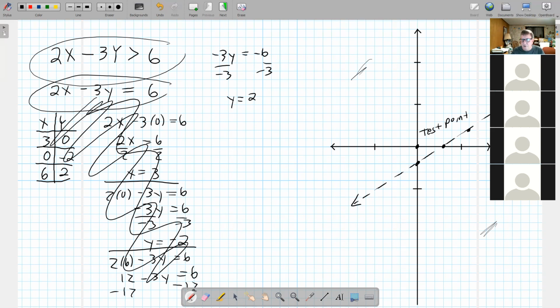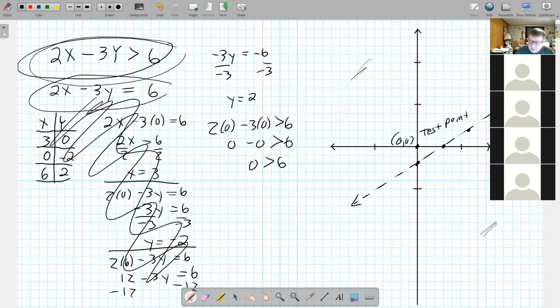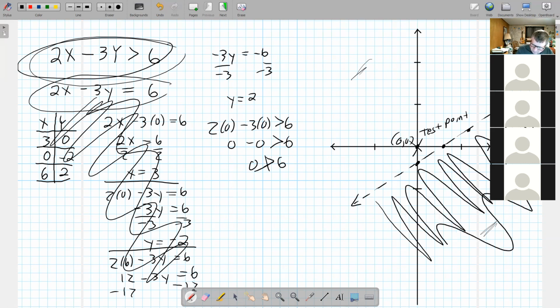So I'm going to test the point 0, 0. If it works, then my solution is above. If it doesn't work, then my solution is not above, meaning it is below the dotted line. So let's take 0, 0, and let's put it in to that inequality. 2 times 0 minus 3 times 0 greater than 6. 0 minus 0 greater than 6. 0 minus 0 is 0. Is 0 greater than 6? No. So this test point fails, which means my solution is down here. So it's everything below, but not including that dotted line.